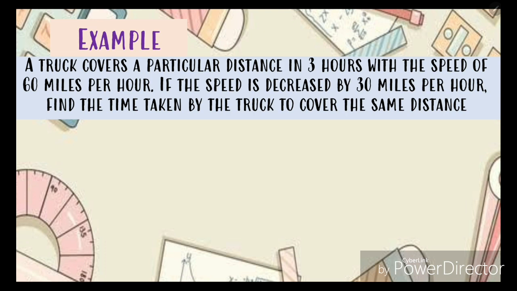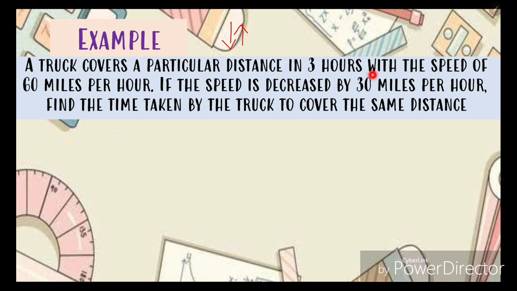Okay, another example. A truck covers a particular distance in 3 hours with the speed of 60 miles per hour. If the speed is decreased by 30 miles per hour, find the time taken by the truck to cover the same distance. So, this is an example of inverse proportion. So, bakit? Kapag bumaba ang speed ng truck, ibig sabihin, hahaba o tatagal yung time ng truck para ma-cover yung same distance.